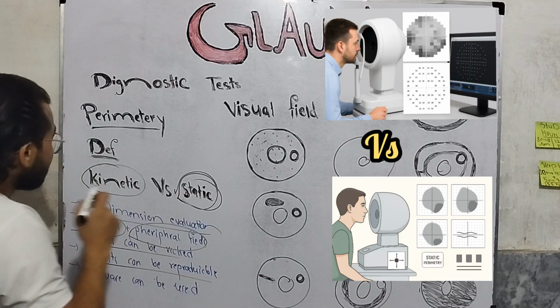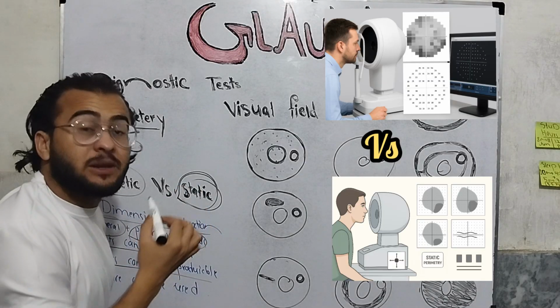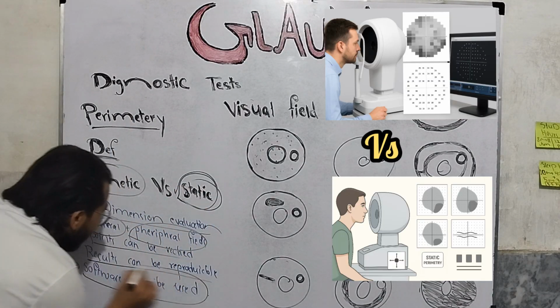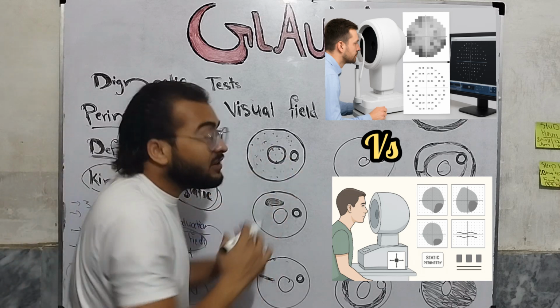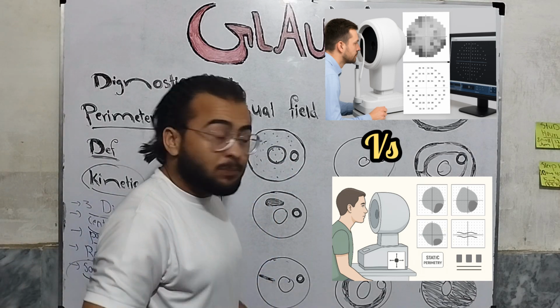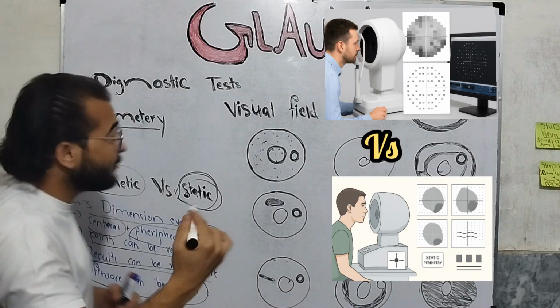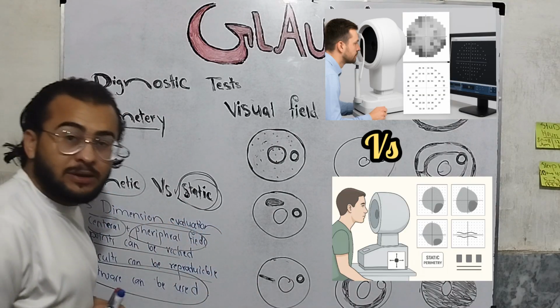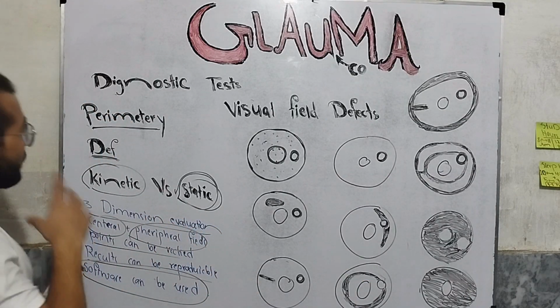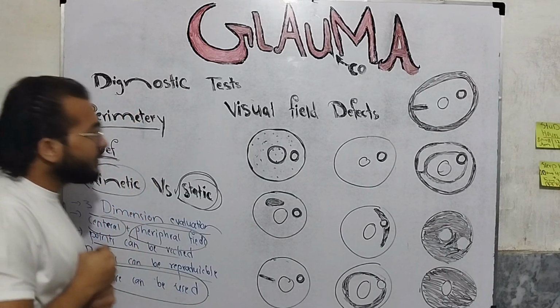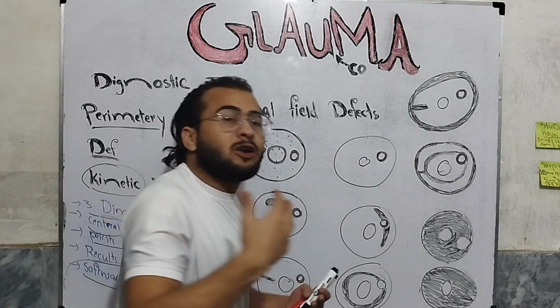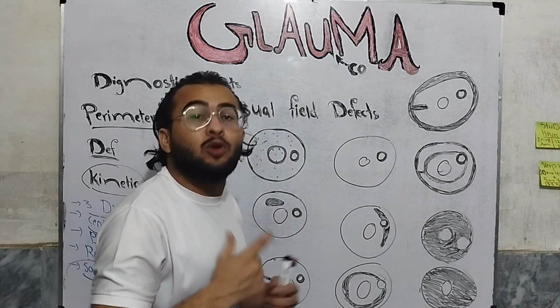And the last advantage of static or automated perimetry is that software can be used for the analysis of these visual fields. So these are some of the advantages of static or automated perimetry over kinetic perimetry. Now, through these perimetries, we can find a lot of visual field defects in glaucoma.